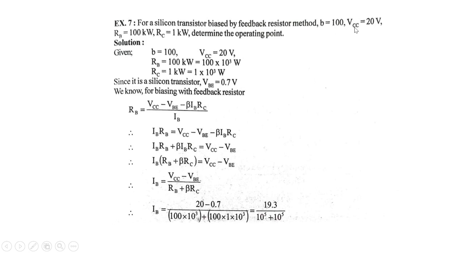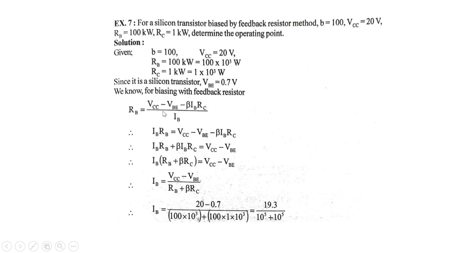Beta equal to 100, VCC equal to 20 volt, RB equal to 100 kilo ohm and RC equal to 1 kilo ohm. Determine the operating point. Now given quantities, that is beta equal to 100, VCC equal to 20 volt, RB equal to 100 kilo ohm and RC equal to 1 kilo ohm. Since it is a silicon transistor, VB equal to 0.7 volt.